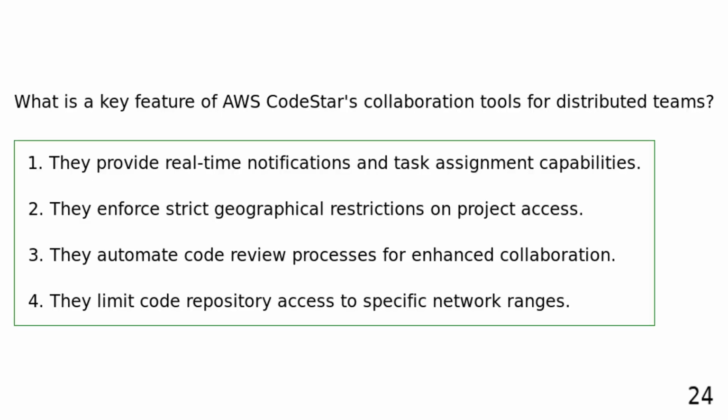What is a key feature of AWS CodeStar's collaboration tools for distributed teams? They provide real-time notifications and task assignment capabilities. They enforce strict geographical restrictions on project access. They automate code review processes for enhanced collaboration. They limit code repository access to specific network ranges.